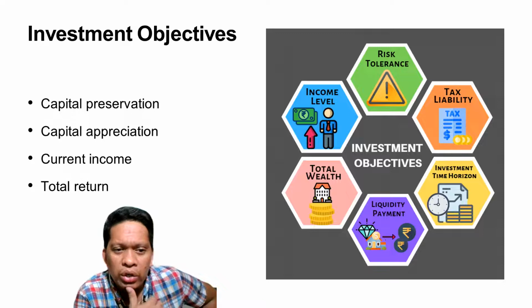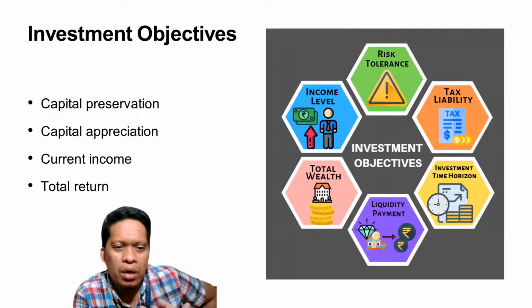Then the total return is a combination of capital appreciation and current income. By the way, this is also good for both people in their 60s and people in their 20s or 30s. But total return is again most favored among the young.